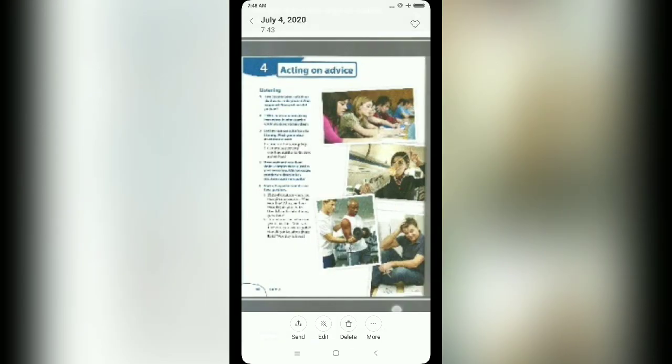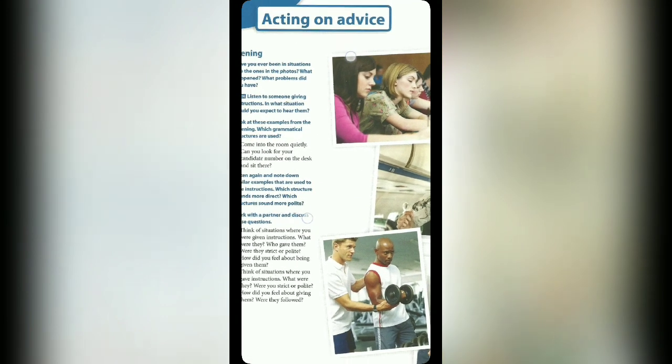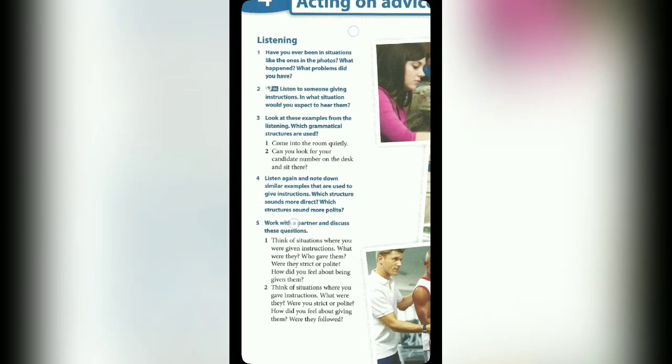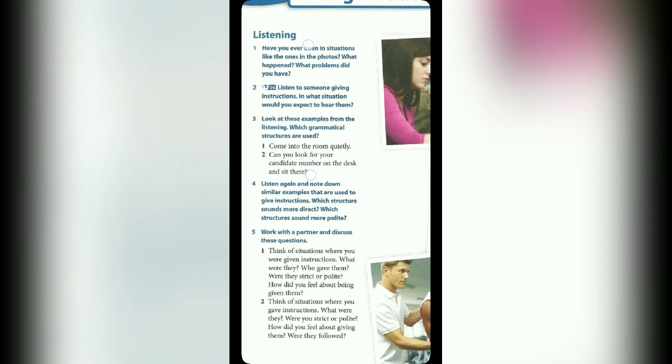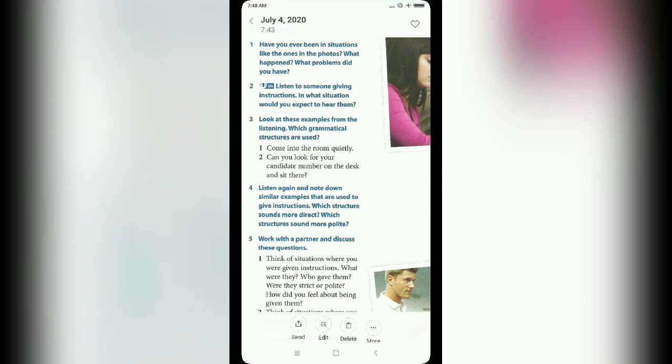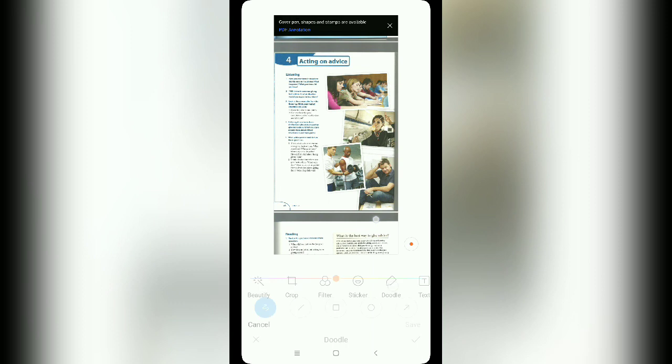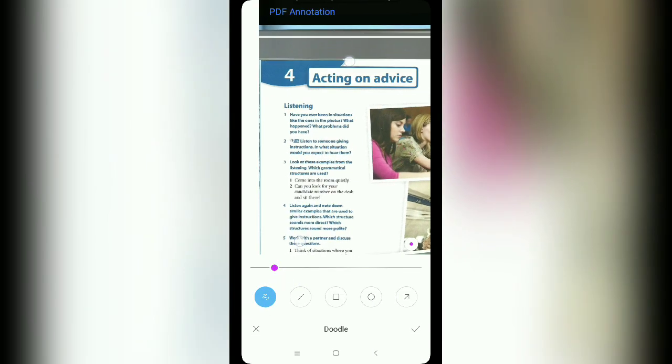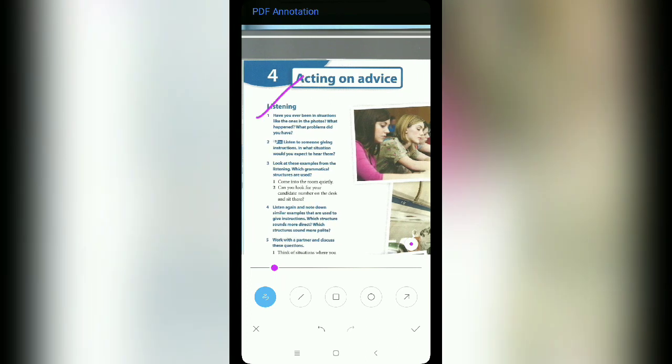Okay, I will zoom in. So this is listening. This you have to do on your own, the first one. You have to do it on your own, right? Okay, if you have, you can comment also. So I'll just a minute. Okay, so this you have to do on your own.